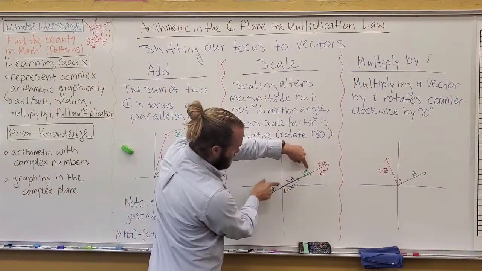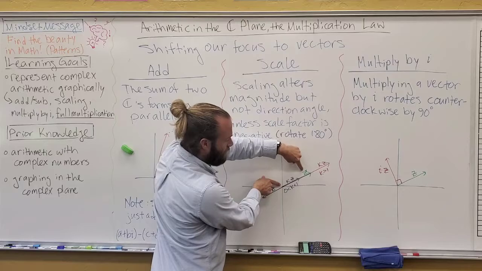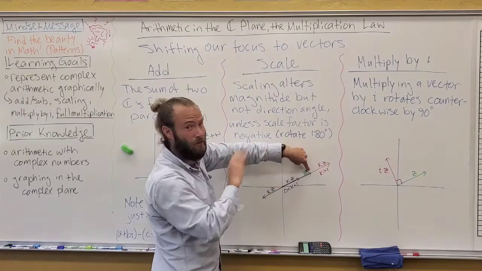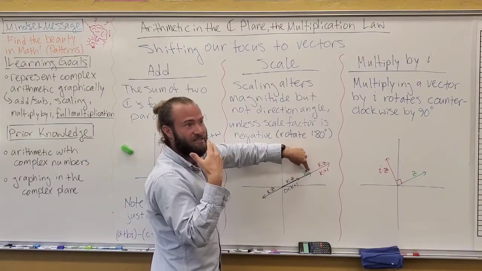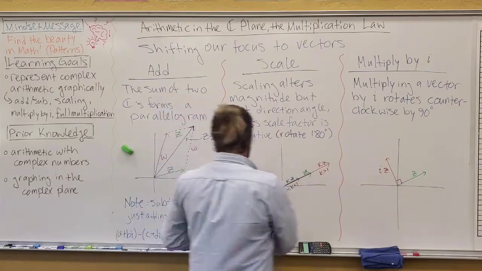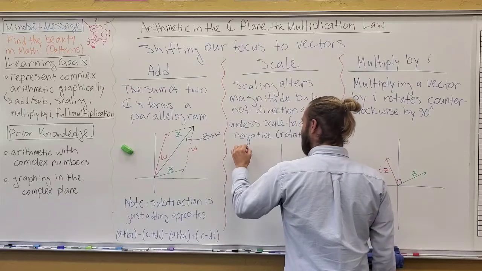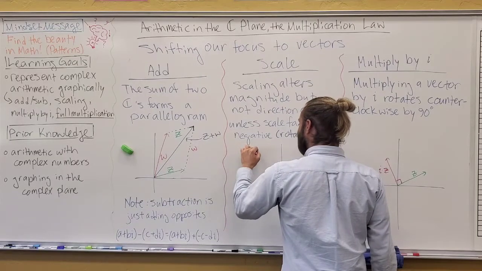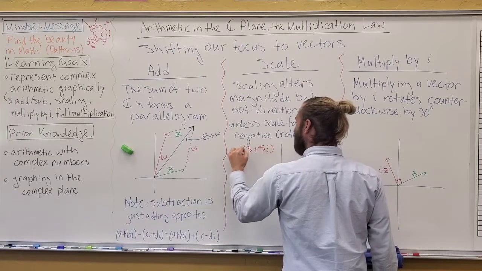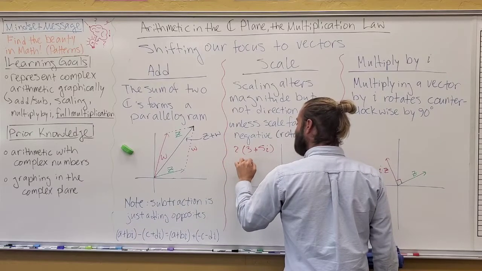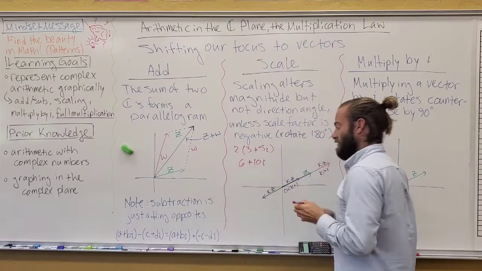This green one, z, is my original vector. If I multiply z by just a single real number, so no imaginary, just like scale it. So let's say we took, for example, a complex number 3 plus 5i, and if I multiplied it by 2 to get 6 plus 10i, right?